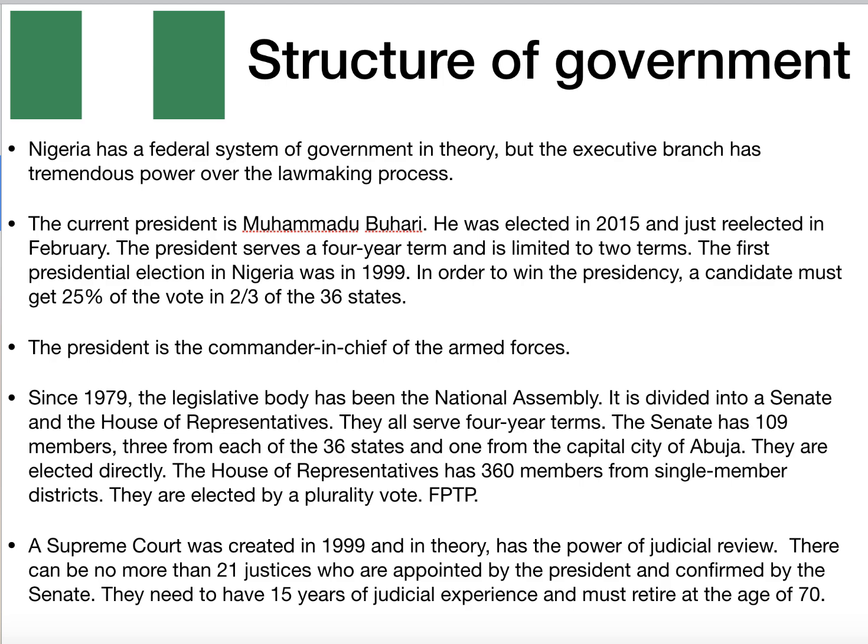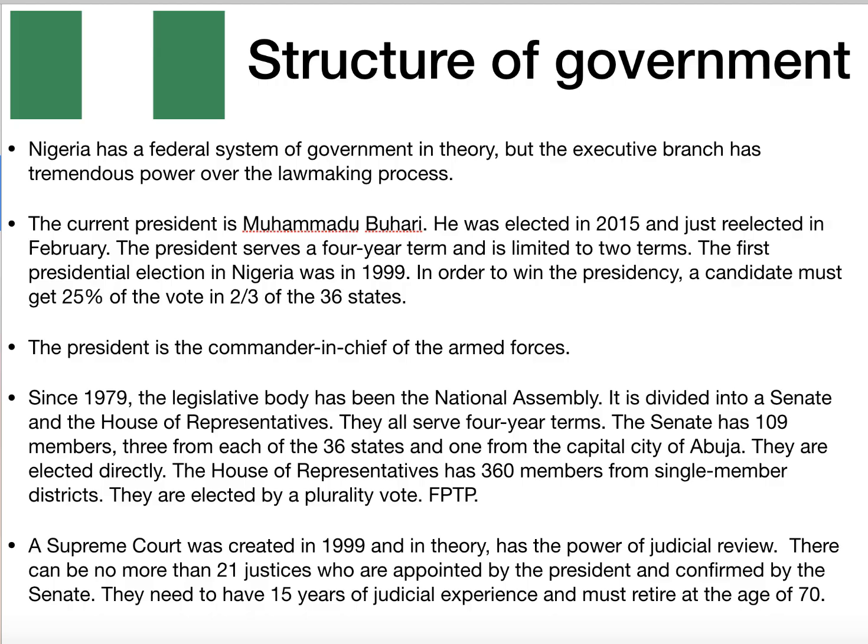The way they run their elections is really unlike anything I've seen before. There are 36 states in Nigeria. In order to win, you have to get 25% of the vote in 2/3 of those states. This is their effort to try to promote unity. If that doesn't happen, then there is a runoff election. And the president is the commander in chief of the armed forces.